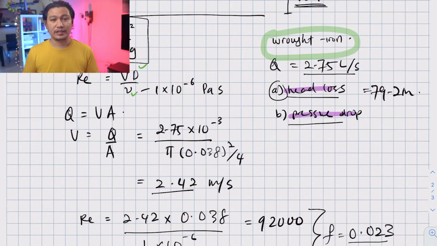Now, this example is quite straightforward where all the parameters are given to you and you can simply use that flow that I described just now in order to find the head loss. But what if the information is the other way around? Now, let's take a look at our second example.